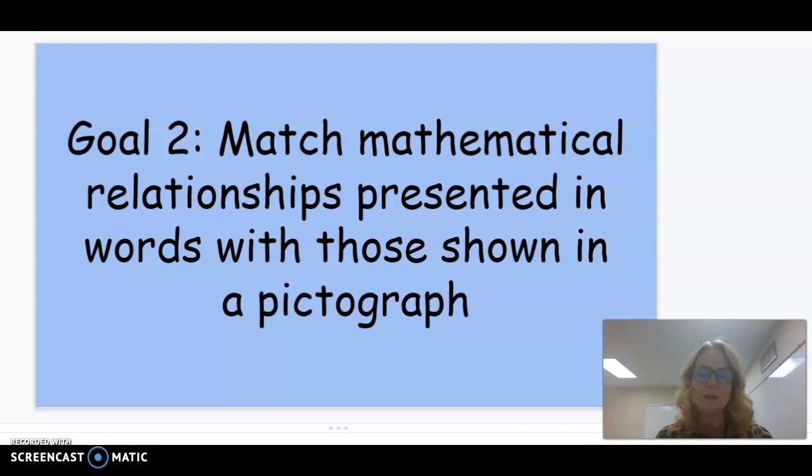So mathematical just means math, and relationships just means related to. These are very big words probably for you. So this means you're going to look at a legend. Now, a legend is a rectangle box, and you will see how many each picture will represent. For example, if there is a picture of a smiley face in the legend, and it says each smiley face equals 3 faces, if there are 2 faces in the pictograph, that would represent 6 smiley faces, because 3 plus 3 equals 6.